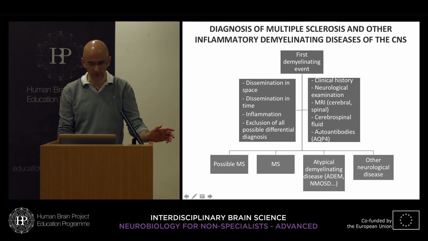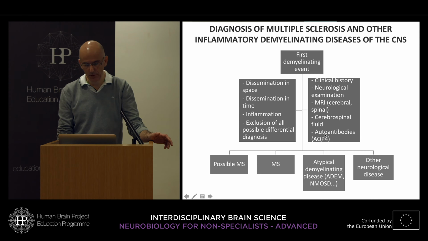as you can see immediately here, because after this investigation, the neurologist would either diagnose possible MS. In this case, he would have to wait for a second relapse or a delayed MRI, definitive multiple sclerosis, a so-called atypical demyelinating disease like ADEM or neuromyelitis optica spectrum disorders, or finally another neurological disease.